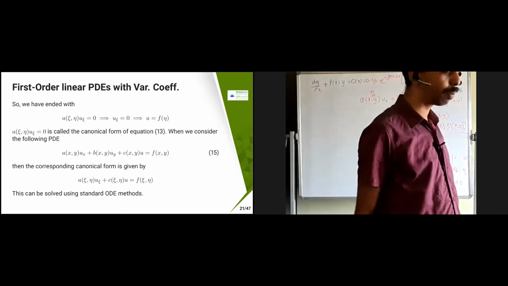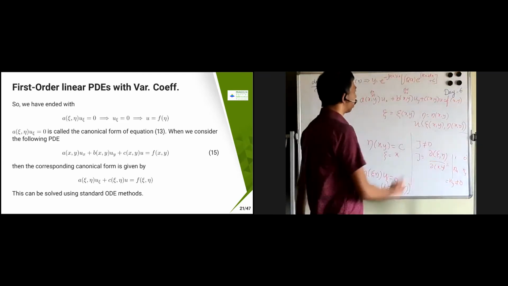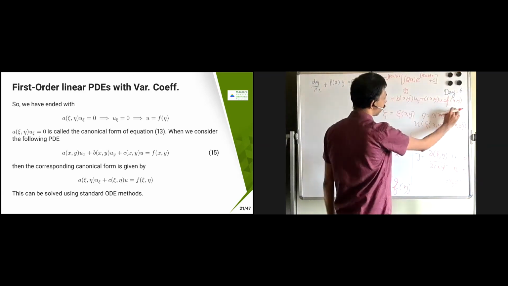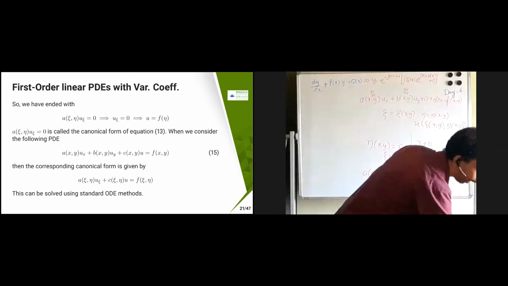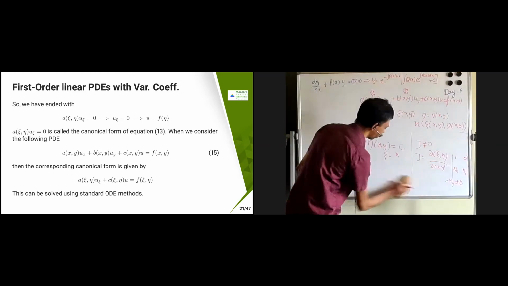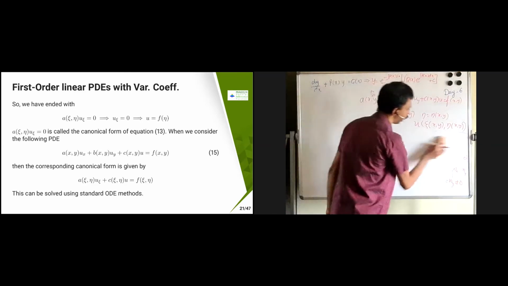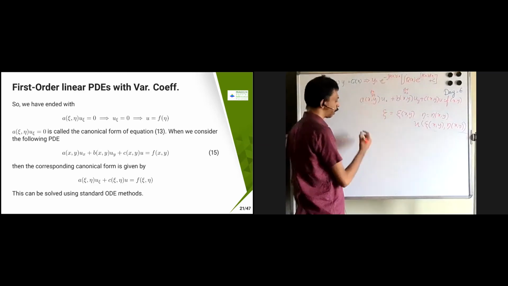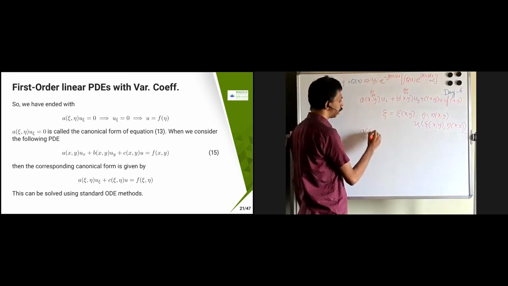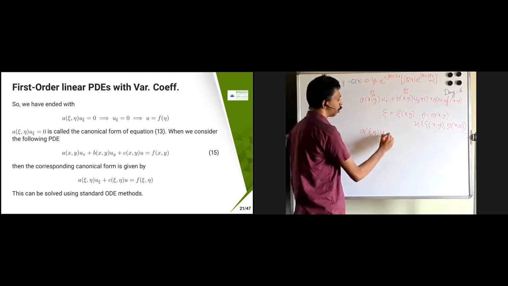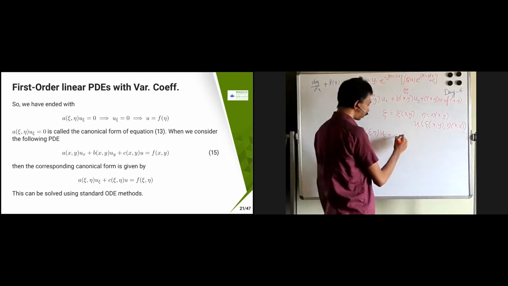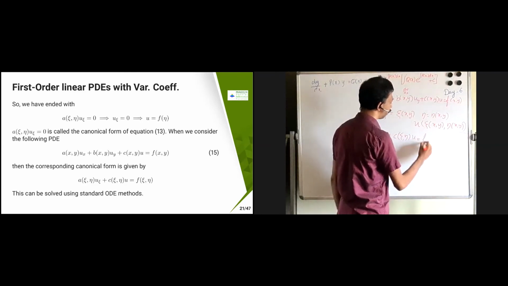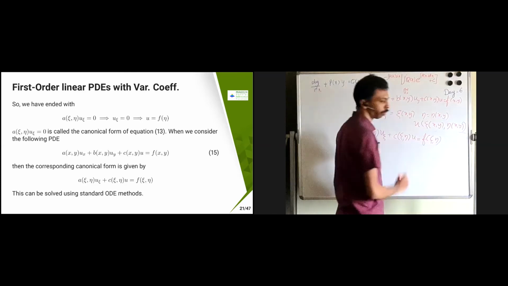Now use the same setup. Now instead of equal to 0, what I'm going to do is put c of chi, eta and f of chi, eta. Again, this is going to become the same kind of thing, so I just do the same set of things. Then what I will get is A of chi comma eta u chi plus c of chi comma eta into u equal to f of chi comma eta. Okay.